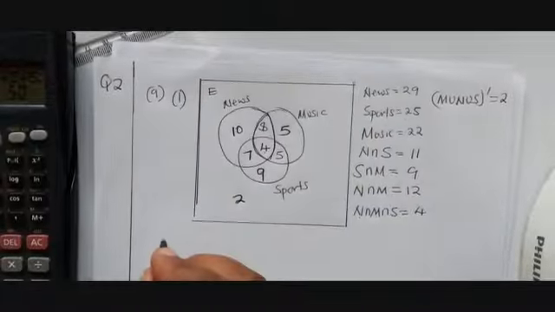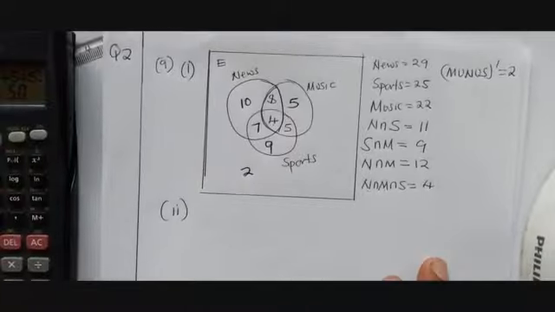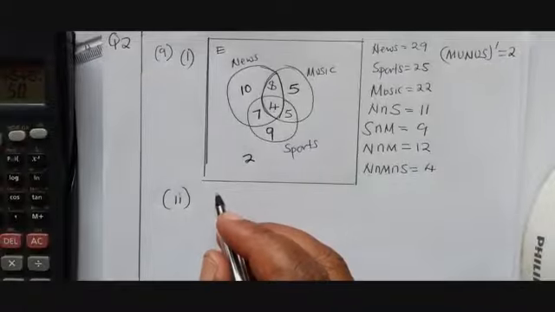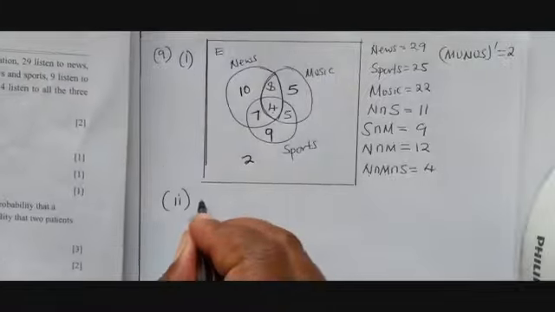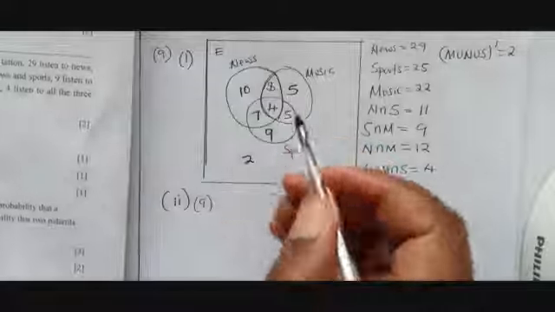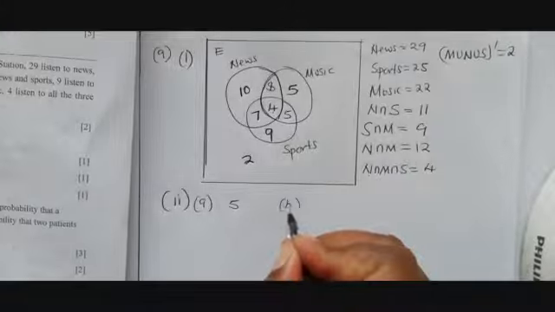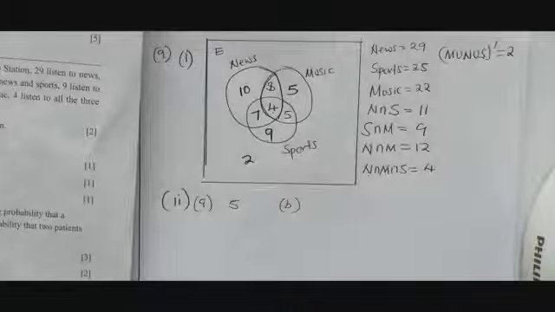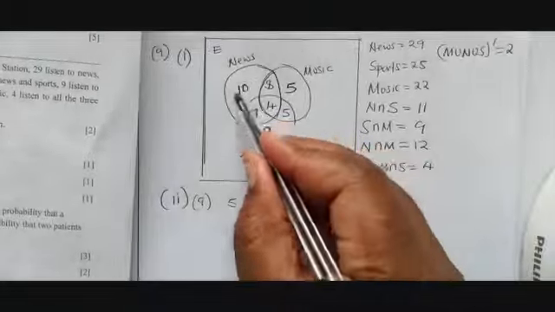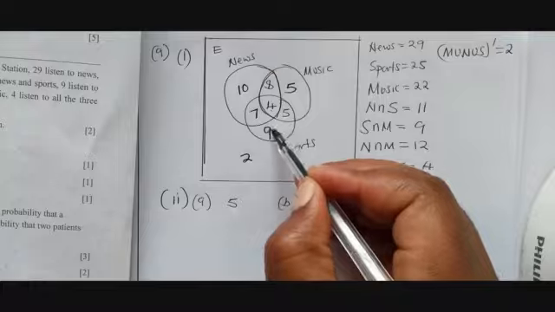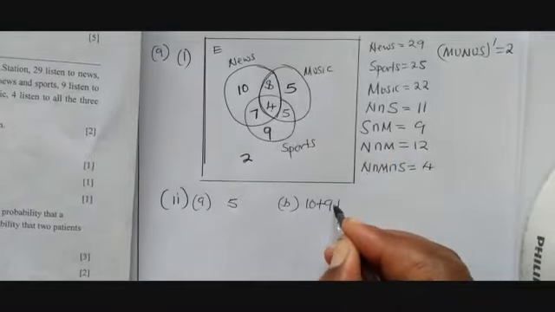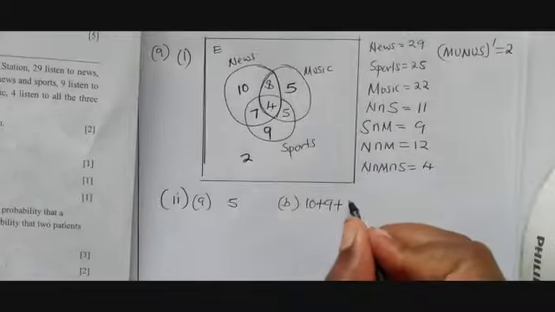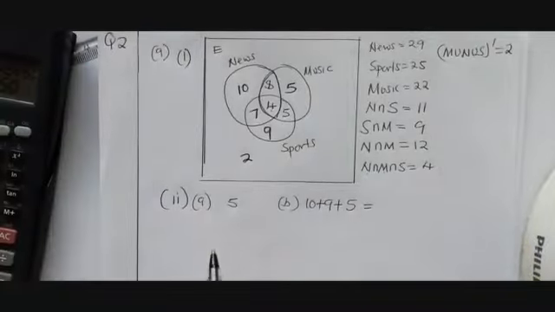Then 2A, Roman numeral 2, what are we saying? We are saying, how many villagers listen to music only? So A, music only, it means 5. Here there are 5. B, listen to one type of program only, meaning news only, music only, and sports only. So you have 10 plus 9 plus 5, and you get 24.